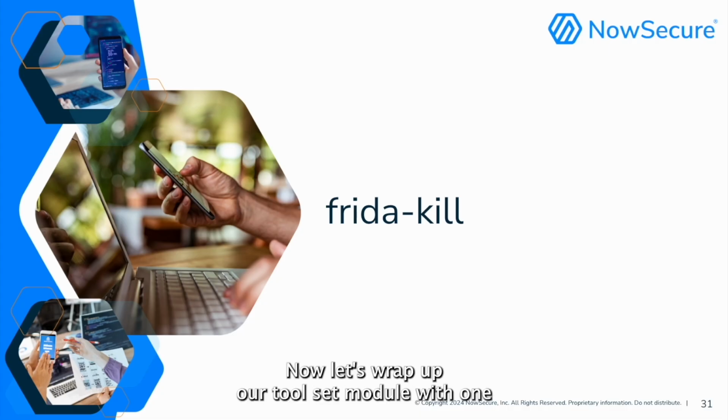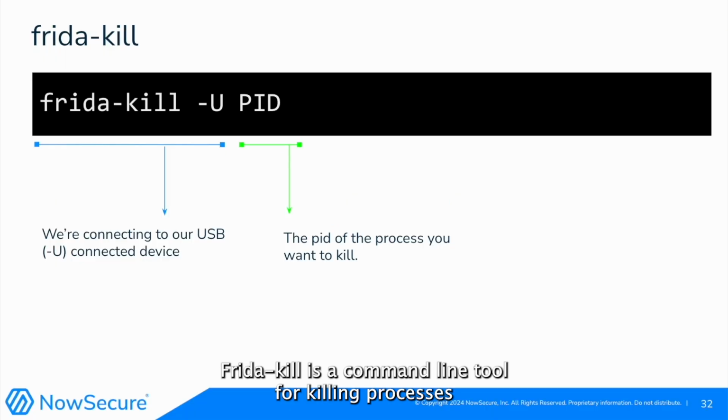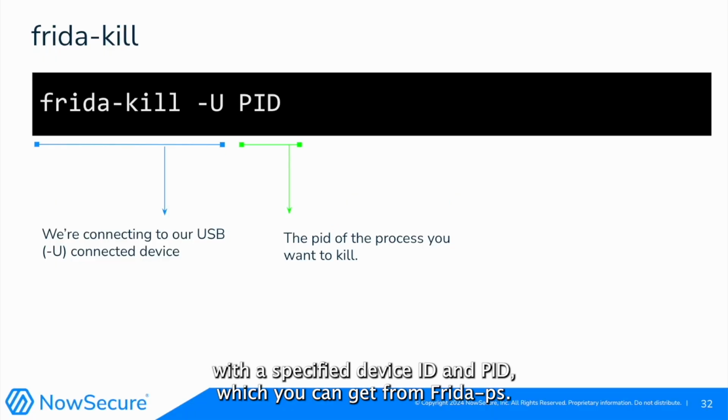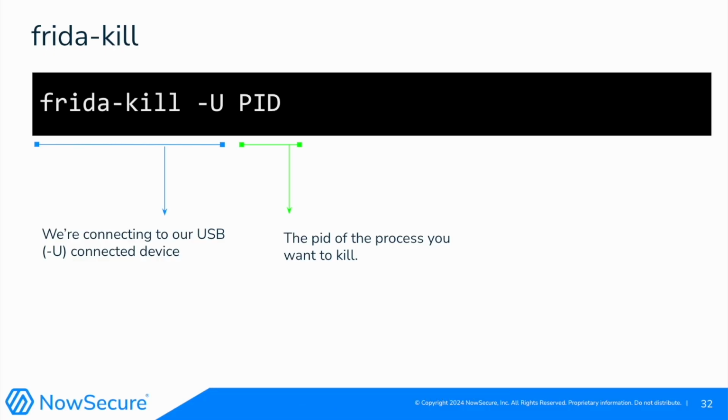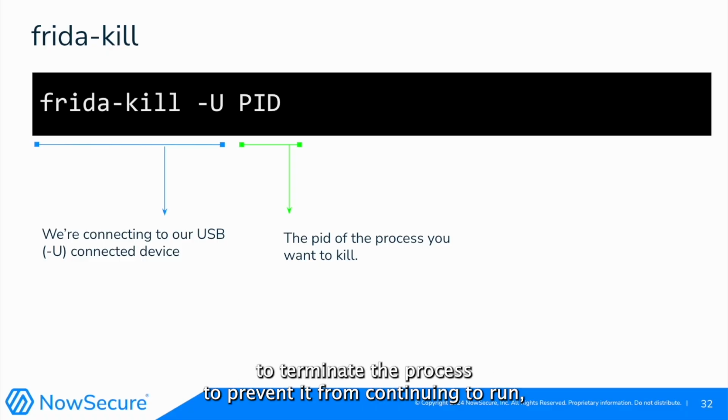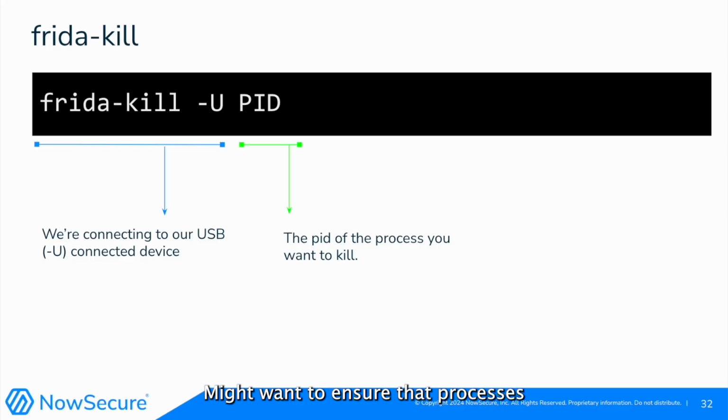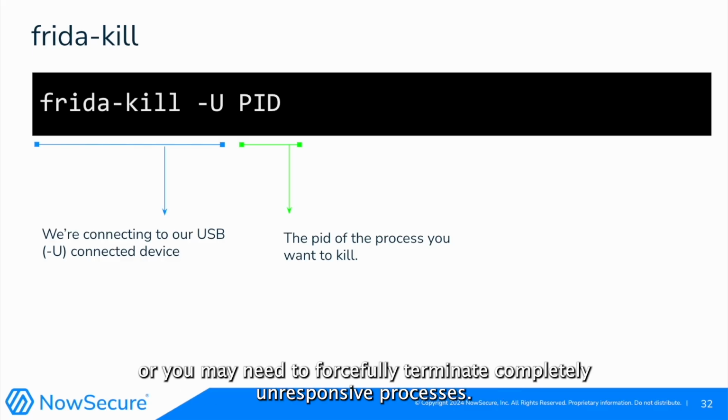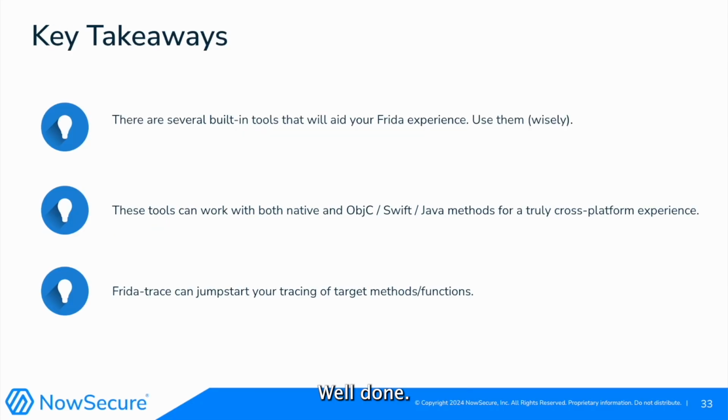Now let's wrap up our toolset module with one final tool, Frida Kill. Frida Kill is a command line tool for killing processes with a specified device ID and PID, which you can get from Frida PS. Why would you need that? Well, amongst other reasons, you might need to terminate the process to prevent it from continuing to run, especially if it's in a state that could cause issues. You might want to ensure that processes are cleanly terminated between test runs, or you may need to forcefully terminate completely unresponsive processes.